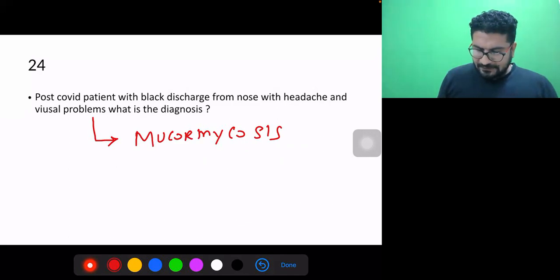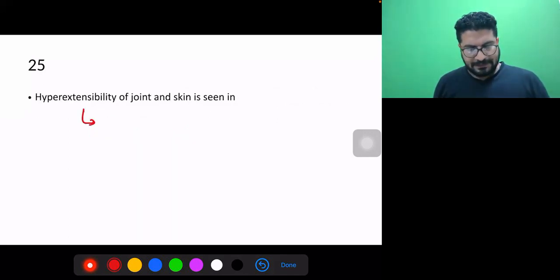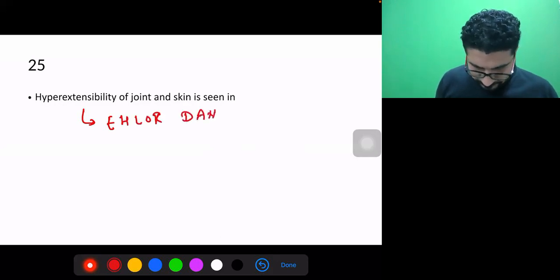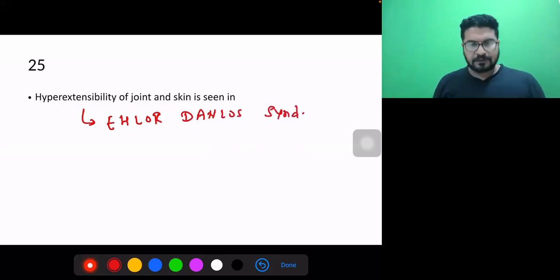Hyperextensibility of joint and skin is seen in... Understand this question: hyperextensibility means your joints and your skin are hyperelastic and movable, like hyper-stretchable joints. These are features suggestive of a syndrome called Ehlers-Danlos syndrome.